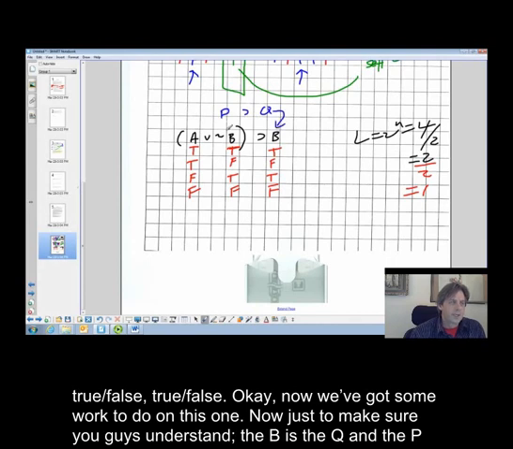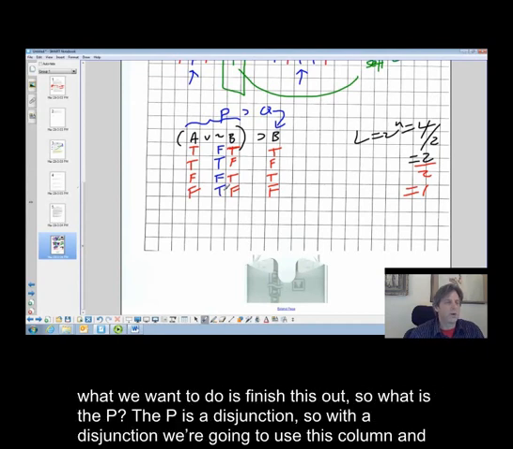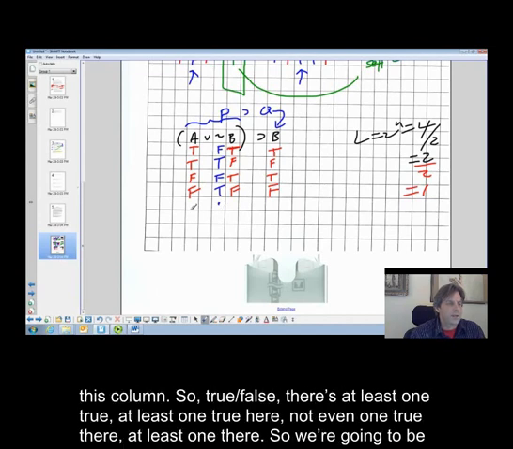Now, just to make sure you guys understand, the B is the Q, and the P happens to be this disjunction, okay? All right, so if B is true, not B is false. If B is false, not B is true. It's just the opposite, okay? And the B is taken care of. And what we want to do is finish this out. So what is the P? The P is a disjunction. So with a disjunction, we're going to use this column and this column. So true, false, there's at least one true. At least one true here. No, not even one true there. At least one there. Okay.